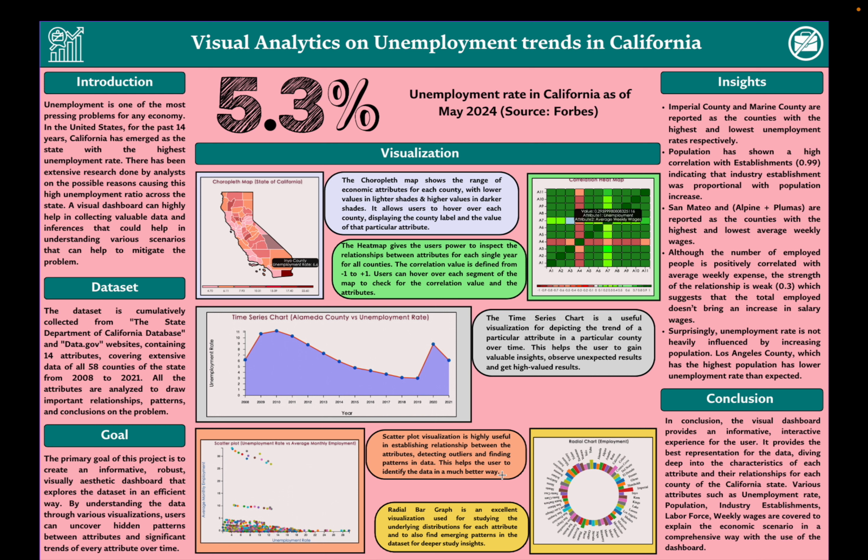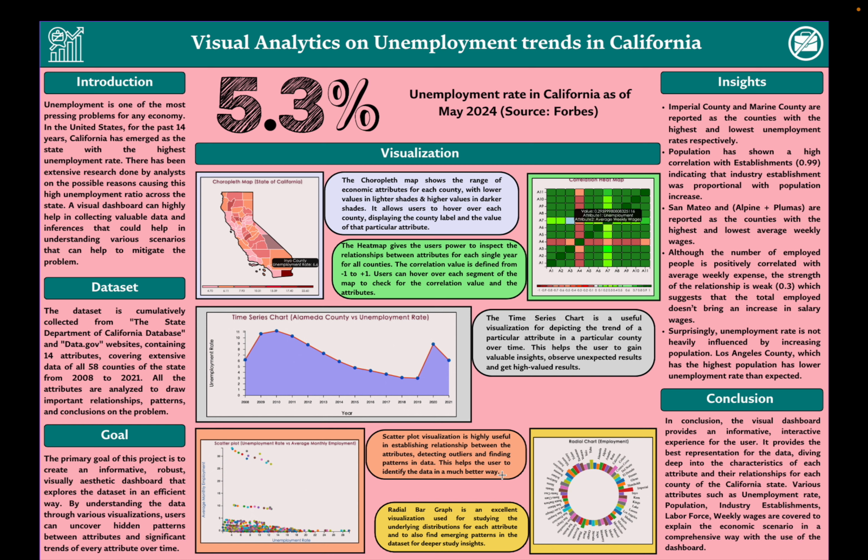64 Visualization Final Project Presentation. I'm Jyothi Koushik Paladugu. And I'm Kushaal Rana. The title of our project is Visual Analytics on Unemployment Trends in California. We are going to present a visual dashboard.